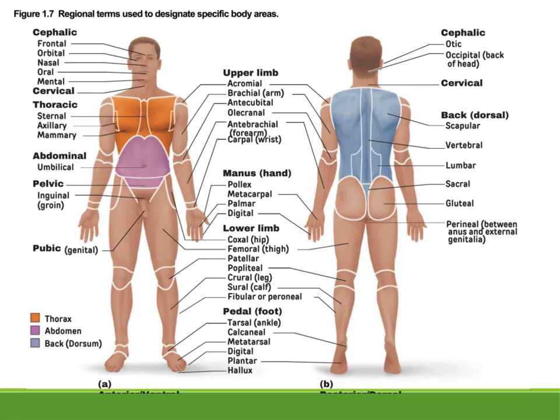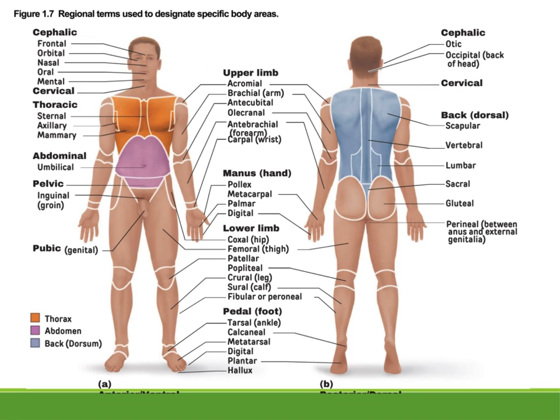All right, we're going to go now down the back. The back is considered the dorsal region of the body. It consists of that chicken wing part of your body where the scapular bone is, and that region is the scapular. Vertebral goes down your spinal column. Lumbar is the lower part of your spinal column, just lateral or to the side of your vertebral area. Sacral is just under that. Gluteal is your butt, and perineal is between the anus and the external genitalia.